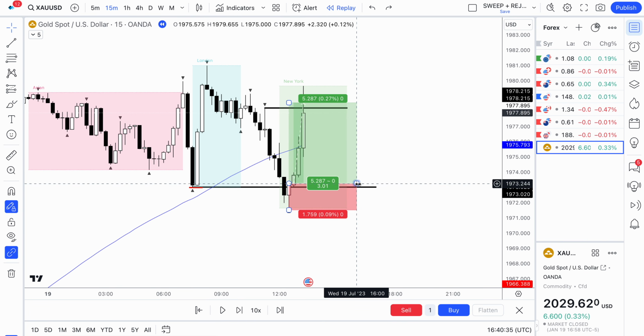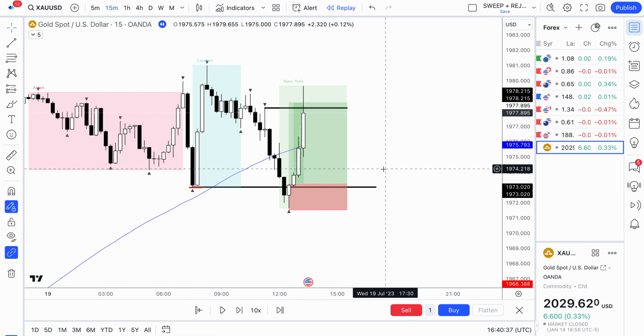Don't get this wrong. This is not what happens on every single trade. However, sometimes this happens. There's trades that sometimes take 2 days, 3 days to play out. Occasionally, sometimes you get trades like this. 30 minutes, 45 minutes, you're in and out of the market.